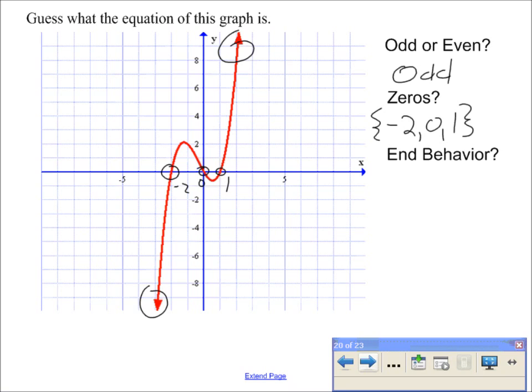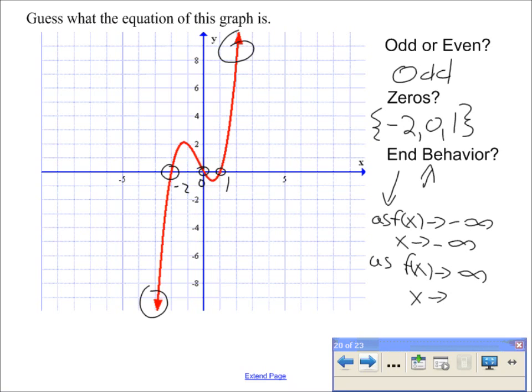And what is the end behavior? Down, up. Or, in official notation, as f of x approaches negative infinity, x approaches negative infinity, and as f of x approaches infinity, x approaches infinity. And like I said, most of the time when we think about this, we think about the x's and what comes out of the y. But for reasons unbeknownst to us, this is the way they're writing it on the SOL.